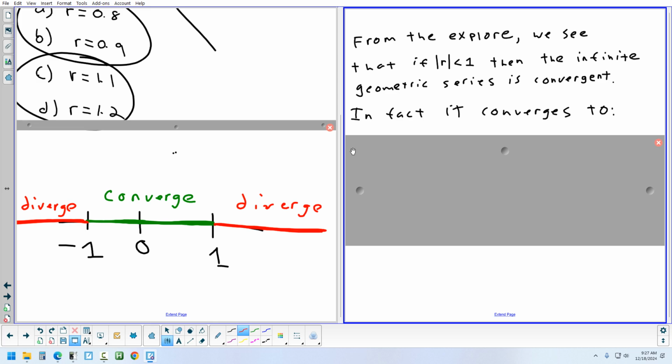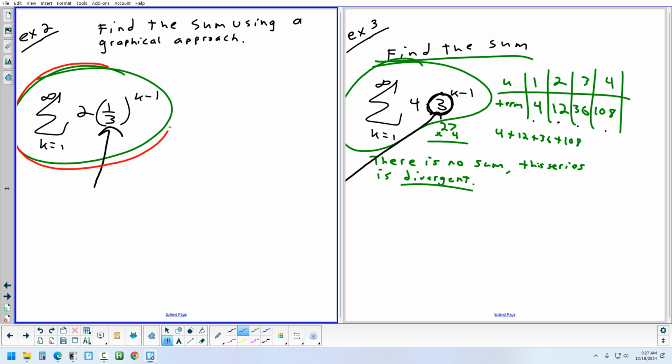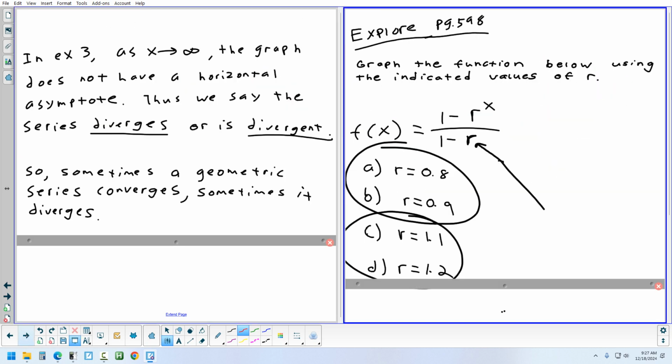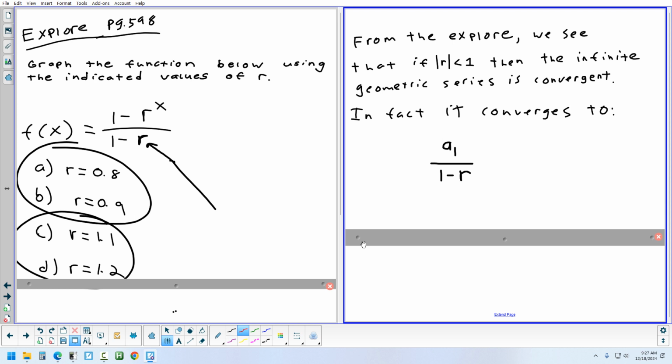Okay, so once we know that this problem's going to converge, how can we quickly figure out the answer? The answer is 4. But how can we get that without writing it all down? I want a faster way to do it. That's the formula for what it converges to. It's actually a simpler formula than the one we learned yesterday. So adding up infinitely many things and figuring out what it adds up to is actually a simpler formula than adding up a finite amount of things.